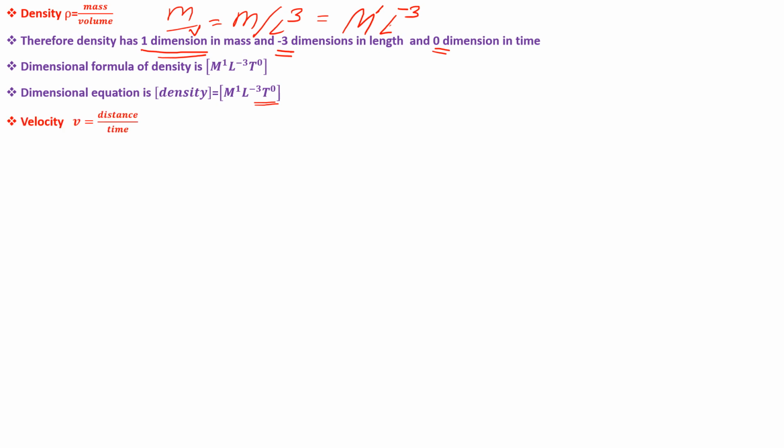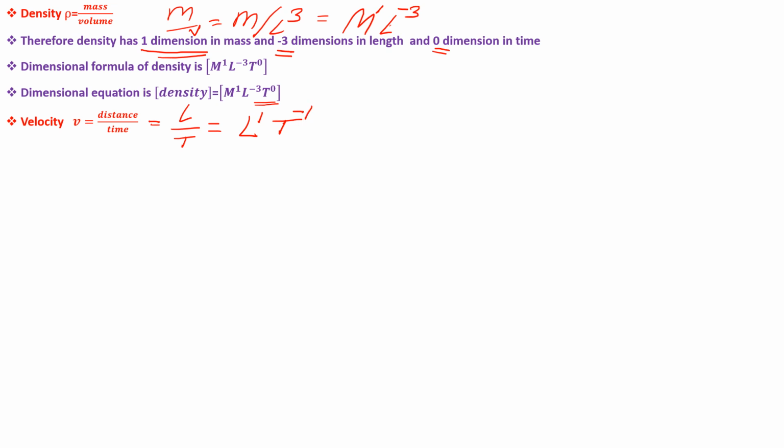What is the next example? That is about velocity. What is the formula for velocity? It is distance divided by time. Distance is nothing but the length, length divided by the time. Length is in the numerator, so L to the power 1, and time, when it comes to the numerator, it was in the denominator, it becomes minus 1, so t to the power minus 1 you will get.